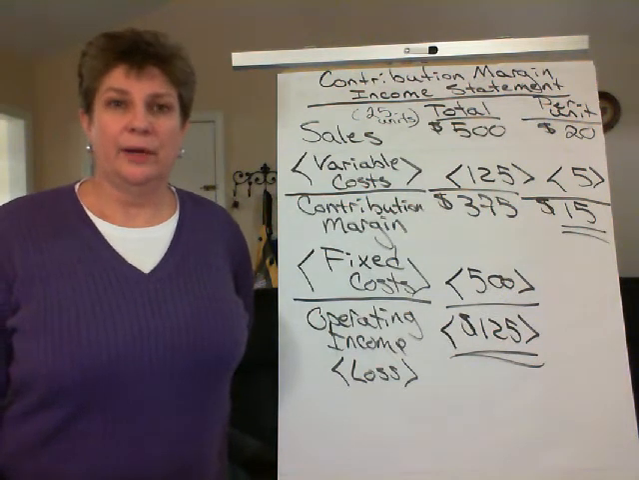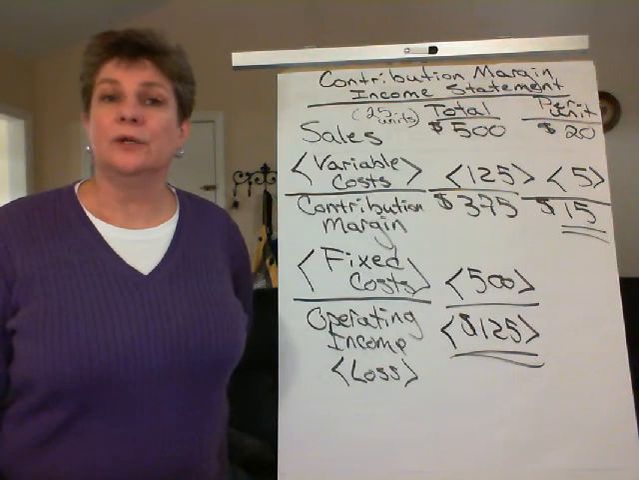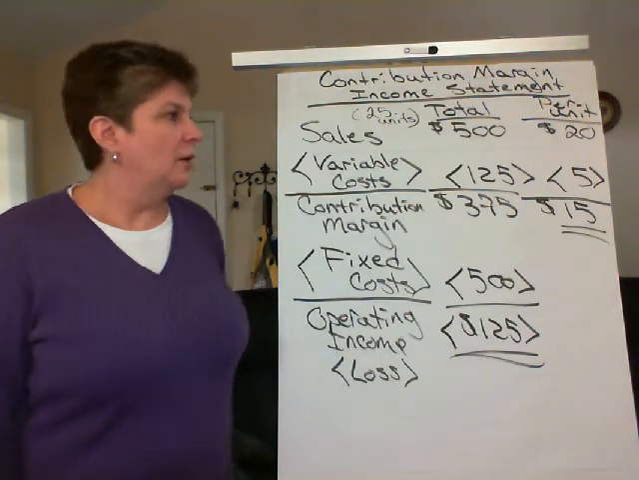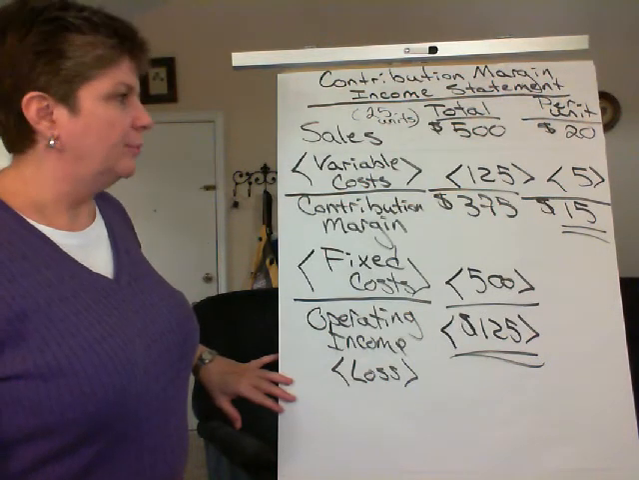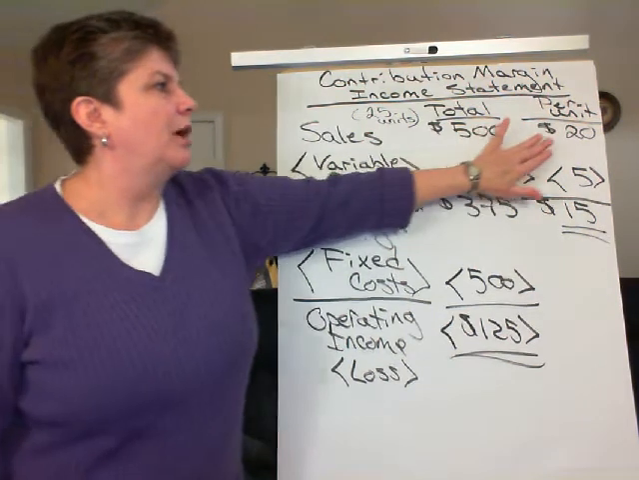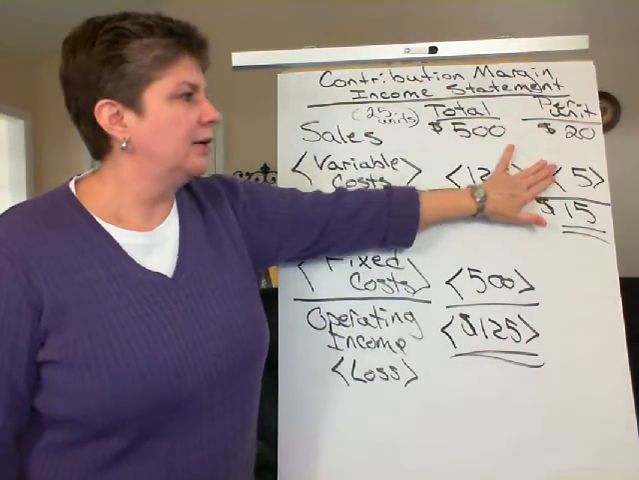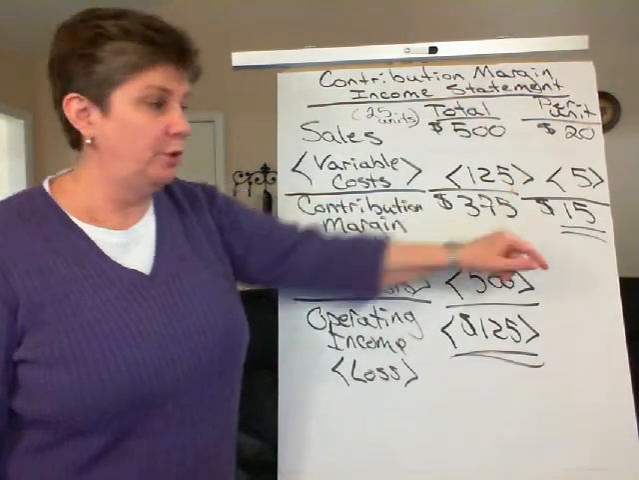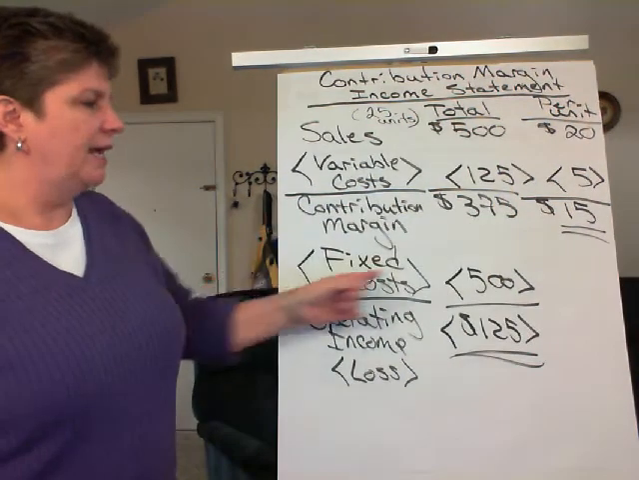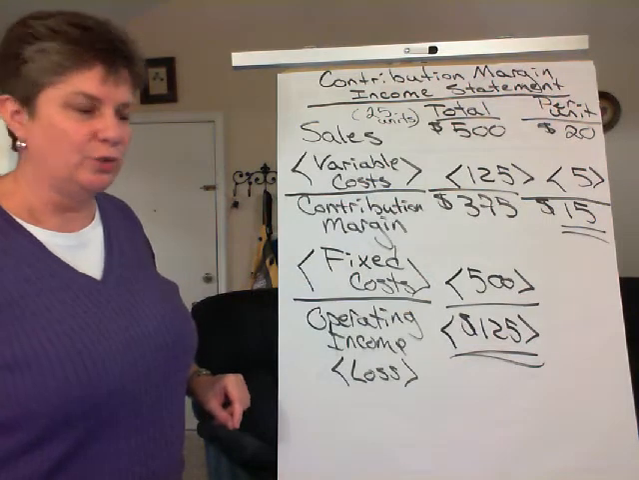Managerial accounting, break-even point in sales dollars. Now, once again, we're looking at our contribution margin income statement. And remember that our price per unit was given as $20, our variable cost is $5, that yielded a $15 contribution margin per unit, and our total fixed costs were $500.